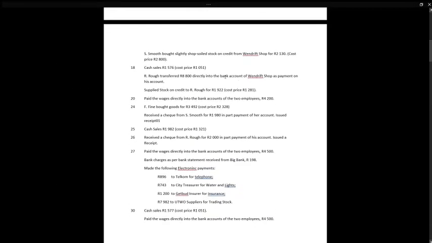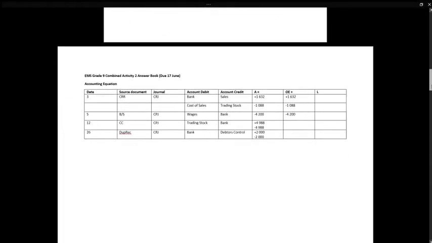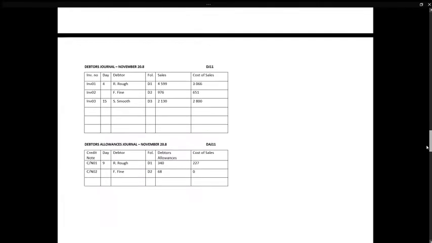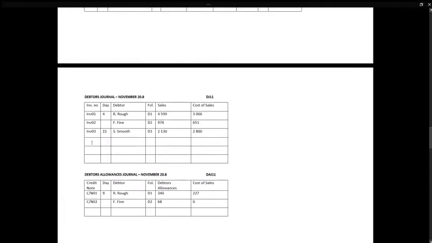also took place on the 18th. Supplied stock on credit to RRAF for 1,922 Rand. Cost price 1,281 Rand. So this will be a debtor's journal entry. Invoice number 4 will be issued to RRAF. Took place on the 18th. The debtor, RRAF.